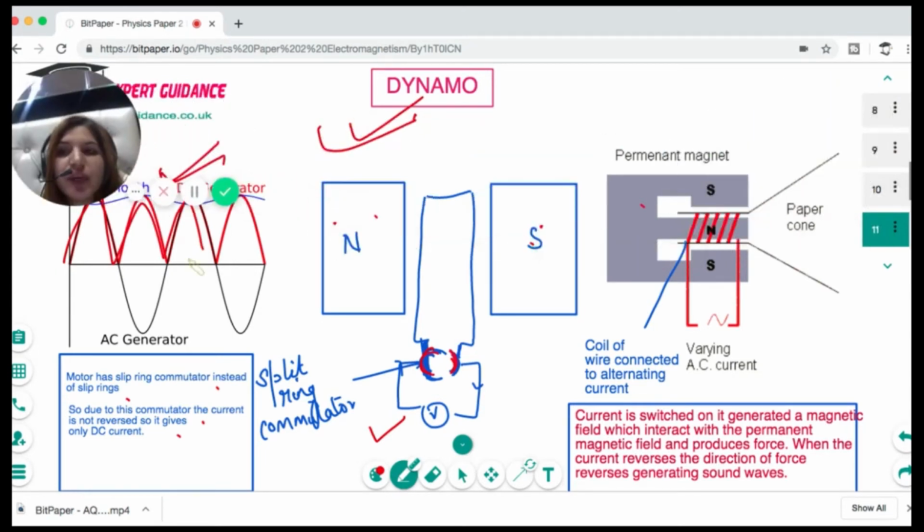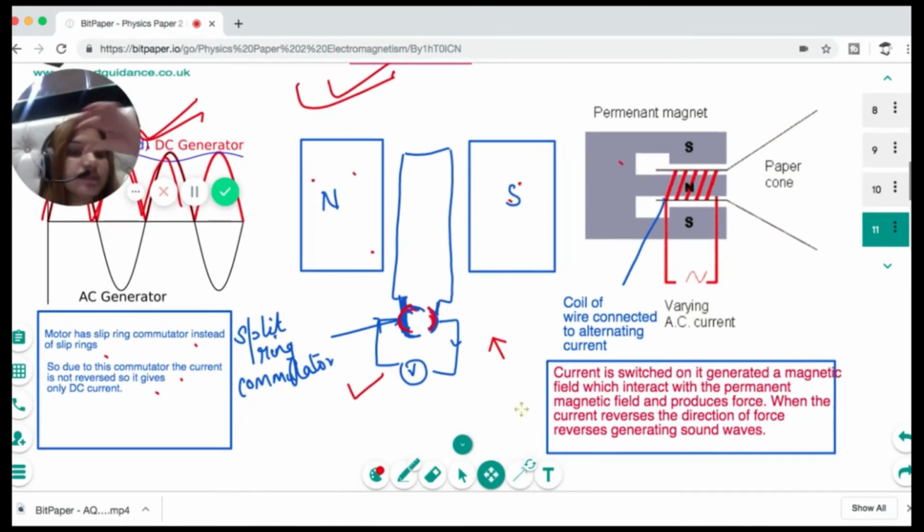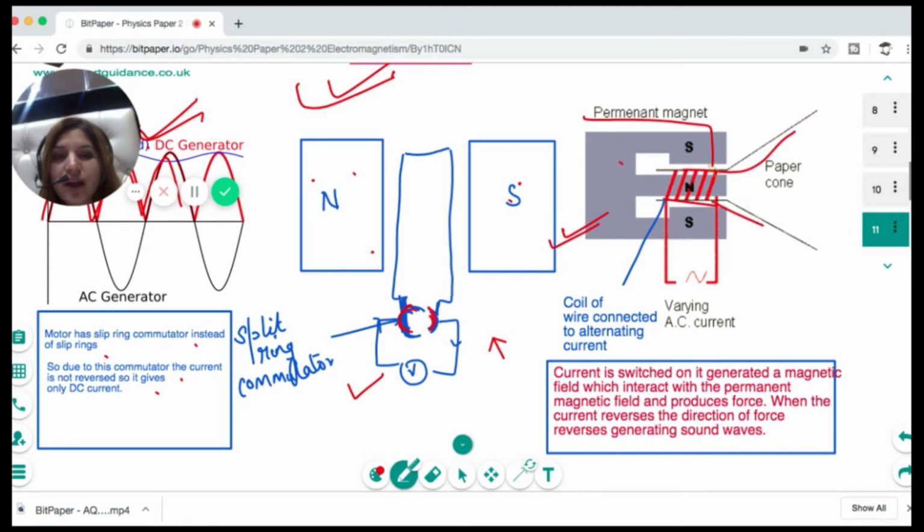Now you can use this electromagnetic induction in microphones and loudspeakers. So you can see this setup of a loudspeaker. There's a permanent magnet and there's a paper cone attached to a coil of wire which is like an electromagnet, and an alternating current is passed through it. So when current is switched on it generates a magnetic field which interacts with the permanent magnetic field and produces a force, and when the current reverses the direction of the force also reverses, so that can generate the sound waves.